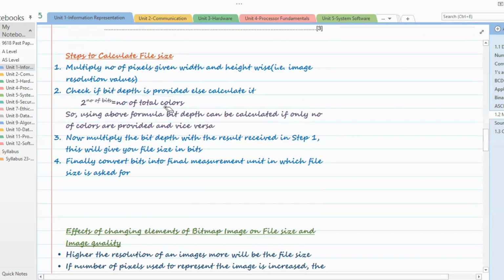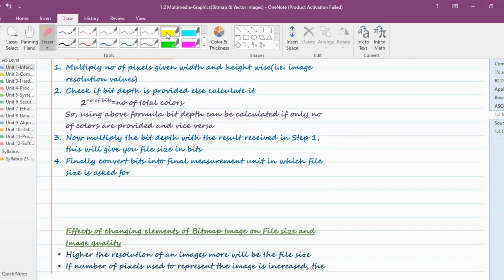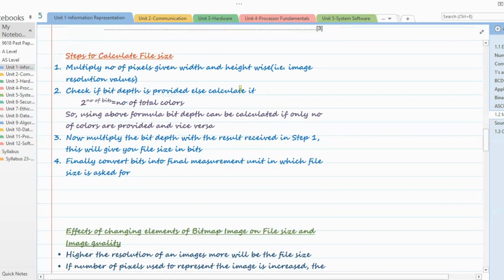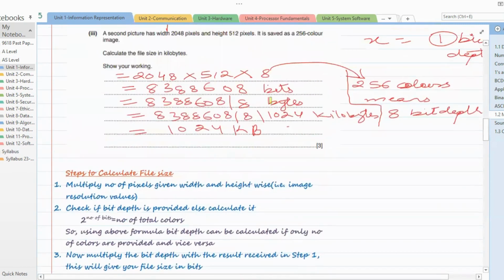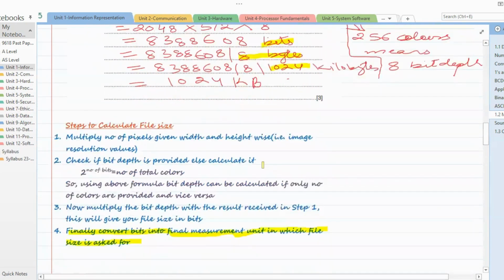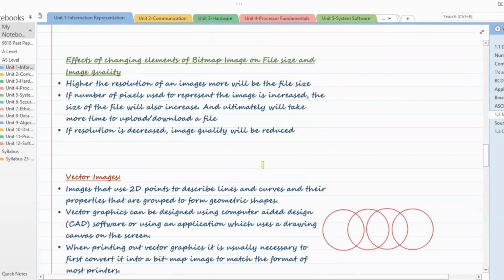If it is any measurement unit other than bits, then you have to convert it. So finally, convert bits into the final measurement unit in which file size is asked for. That is what we have done up here. We got the answer in bits, then converted it to bytes by dividing by 8, and then further converted it to kilobytes because the answer was asked in kilobytes, so we divided it by 1024. Okay, so that is how file size is calculated.